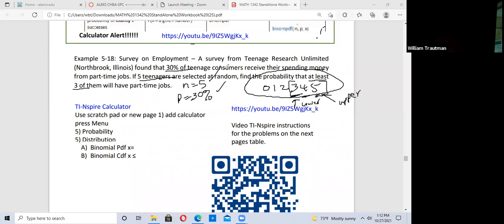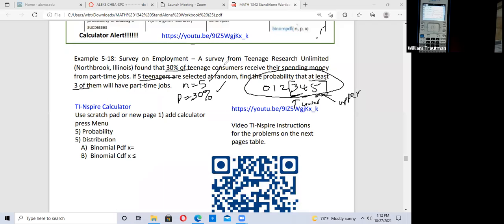Since it's not equals, A is for only equals. We do B, binomial CDF. The number of trials is 5. Probability of success is 30%, 0.30. Lower boundary is 3, and the upper boundary is 5. So let me just show you.